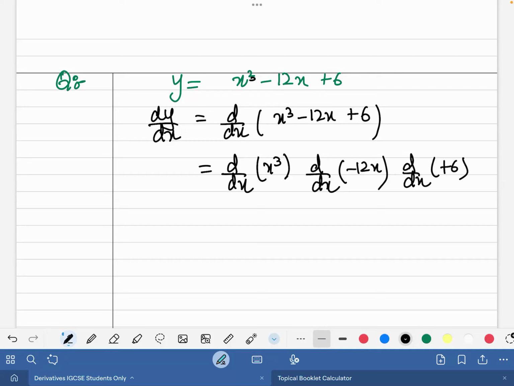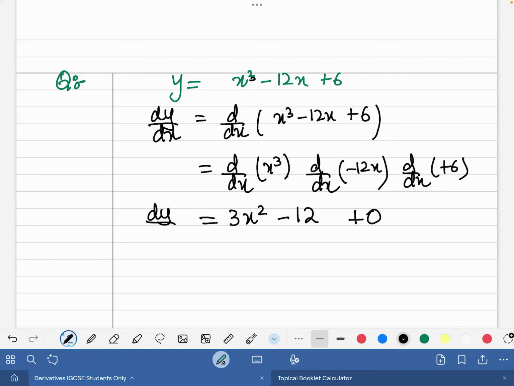ठीक है. So this is law number 1. ये लॉ नंबर 1 है. पावर डाउन, पावर में से एक माइनस. Okay. Now derivative of -12x would be -12 and derivative of constant would be equals to 0. These are three laws which are used in this particular question.